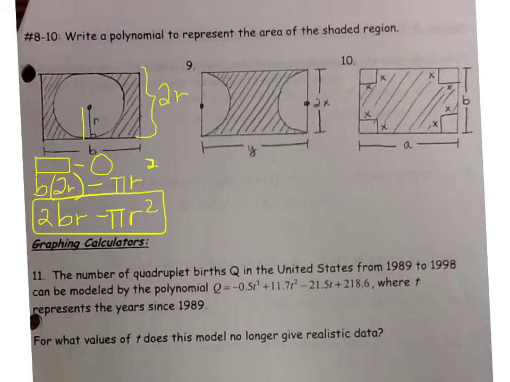Alright, let's try one more, and then I'll have you guys try the other one on your own. Okay, let's look at number 10 here. What we've got now is a rectangle on the outside, and then 4 little squares on the inside. So look at the outside. If I do a base times height because it's a rectangle, I'm going to say it's a times b for the rectangle minus 4 times, each square is x by x, so I'm going to call it x squared. And I have a's and b's and x's. I can't combine anything. That's my final answer.